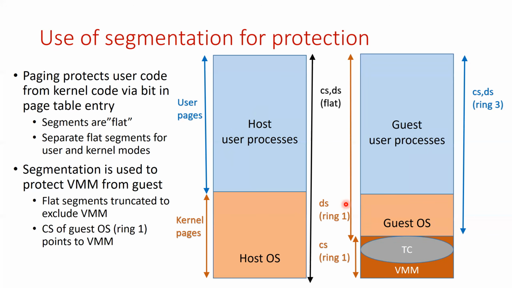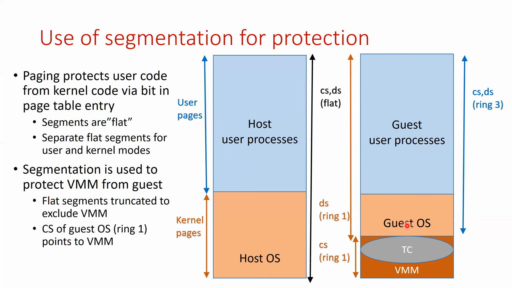So when the guest is running in ring 1, most of its segments, like the data segment, are also truncated to exclude the top 4 MB of the VMM. Therefore, if the guest user process tries to access some address here, this limit check comes up. The limit of the segment is only till here, and a memory access violation will happen. So in this way, in ring 3 and ring 1, all the segments are truncated except for the code segment.